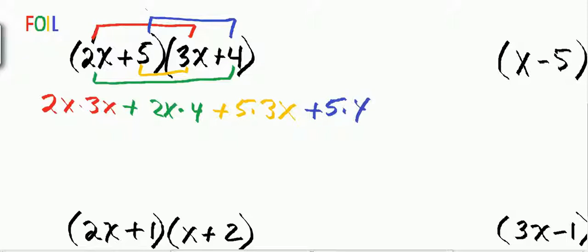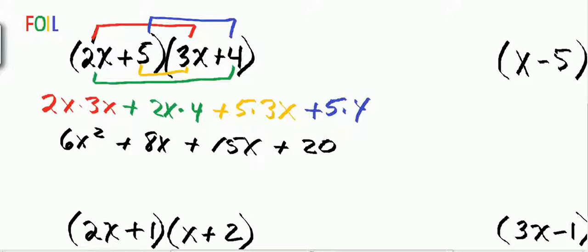So all I need to do now is simplify, and I have 2x times 3x, that gives me 6x squared, plus I have 8x plus 15x plus 20, and then I can combine these like terms here, 8x and 15x. I have 6x squared plus 23x plus 20.